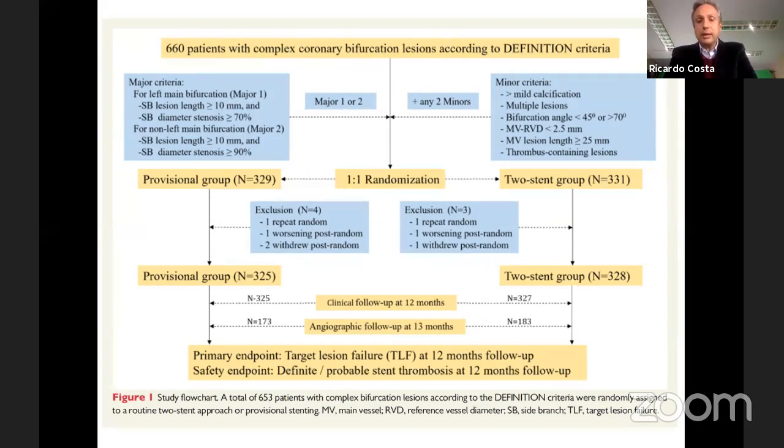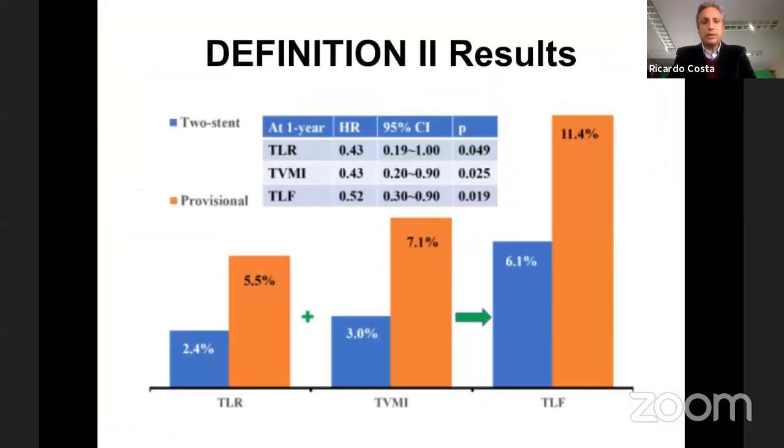Extreme angulations in bifurcations, main vessel less than 2.5 millimeters, meaning that a much larger side branch was there, main vessel lesion length more than 25 millimeters, and a thrombus containing lesion. If they had these criteria, it was applied for a provisional versus a 2 stenting group, any technique for the 2 stenting. And interesting to see that after 1 year, benefits were observed towards 2 stents in terms of significantly reduced rates of TLR, target vessel MI, and also target lesion failure.